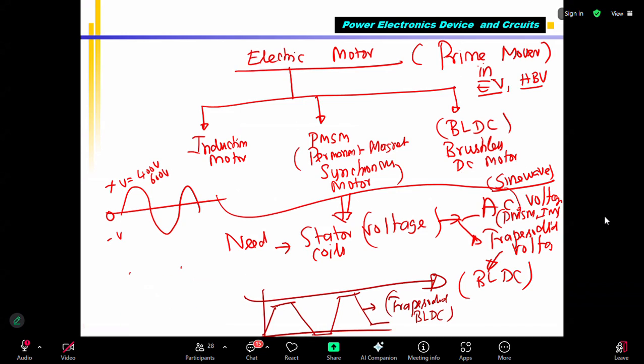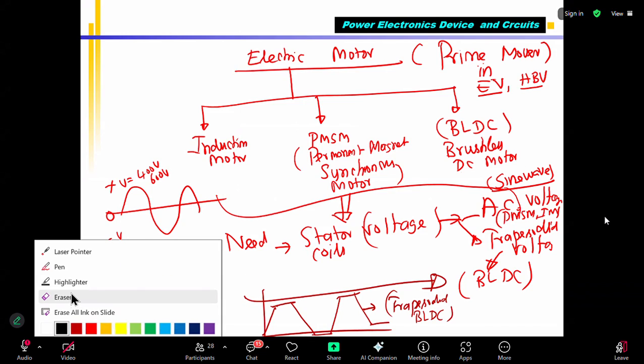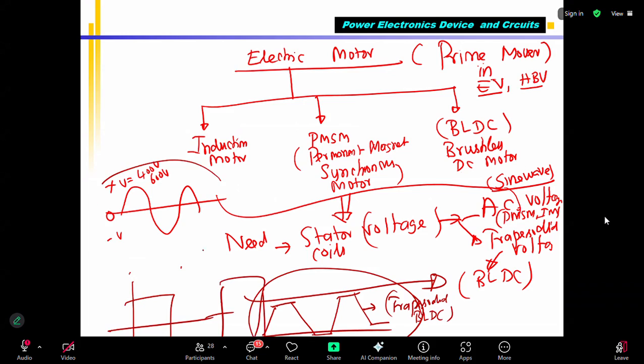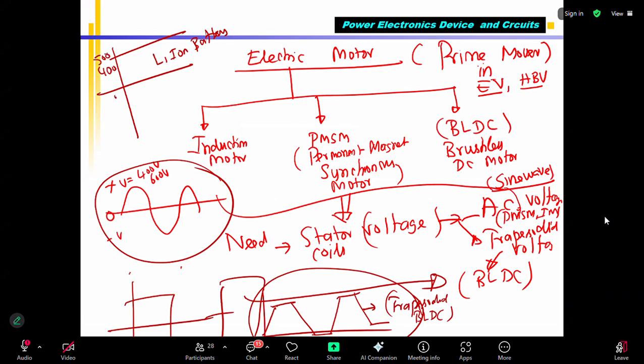So what I want to say is, we need to generate this voltage, a square wave or sinusoidal wave, from a DC voltage, a constant DC voltage from a lithium ion battery pack. Nowadays, all electric vehicles use a voltage of maybe 400 volts, 500 volts, 600 volts. Correct? That will be supplied by the lithium ion battery. From there, the voltage will be given.